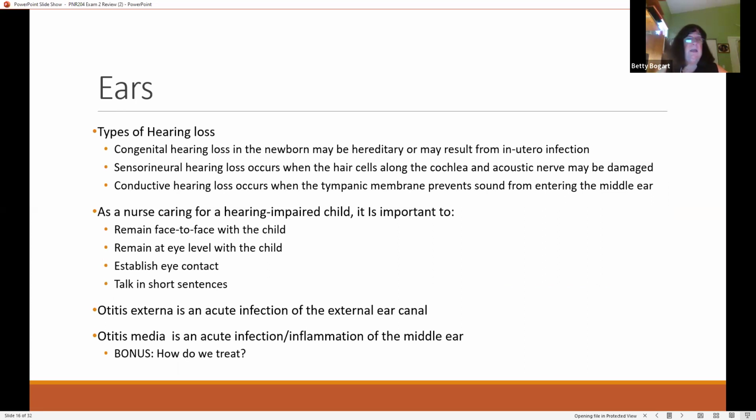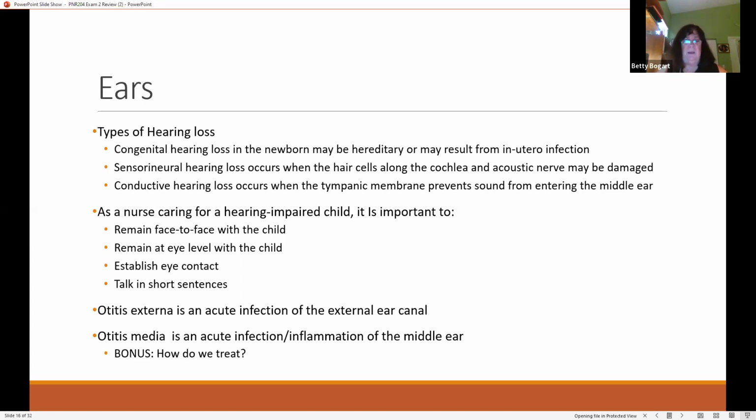So let's go to ears. Remember, if you can't hear, your speech is going to be delayed. So if your speech isn't good, or it's delayed, or it's garbled, it's not as clear, always check the ears, okay? Now, types of loss.